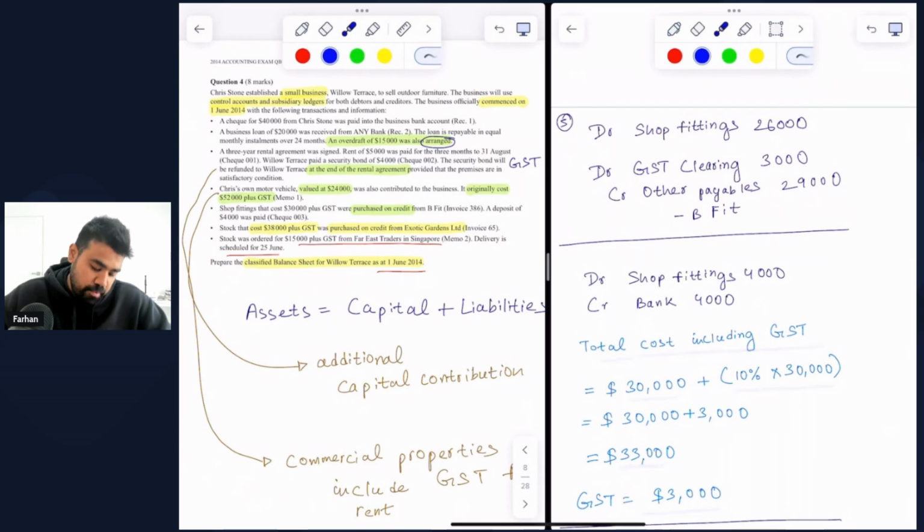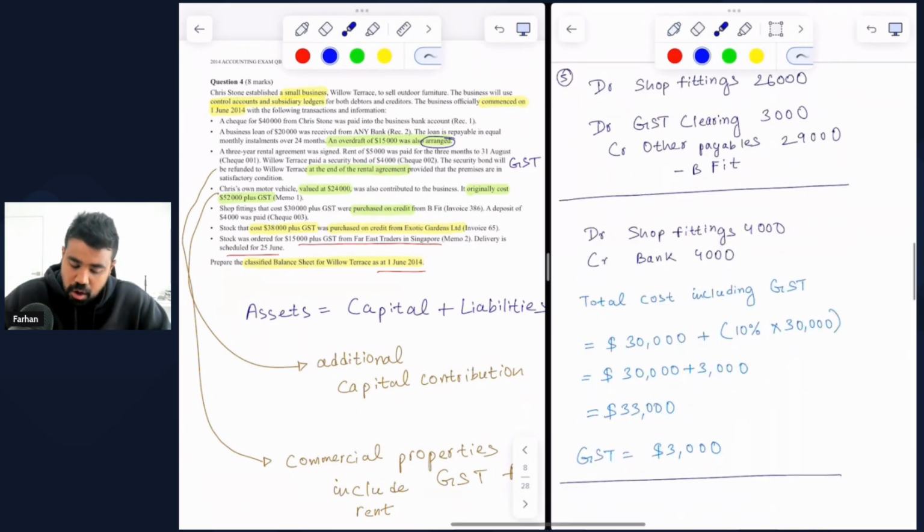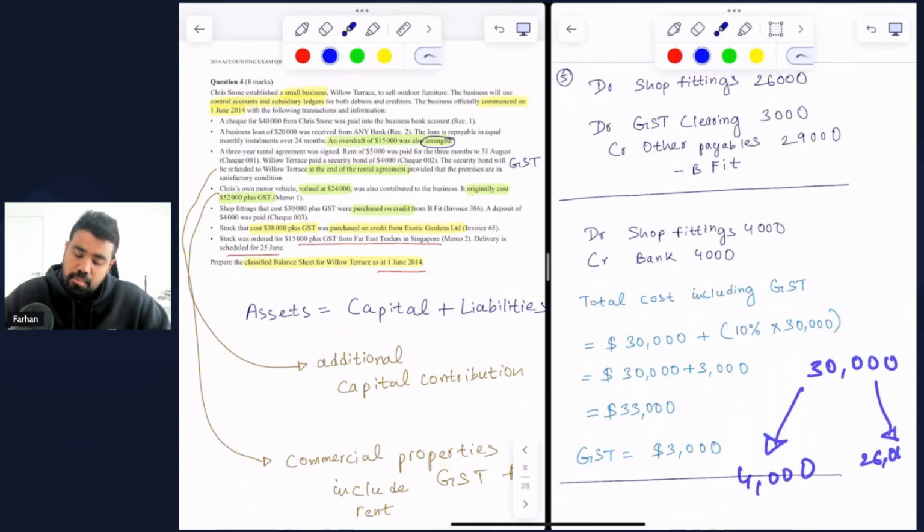Now we understand that the second sentence says that a deposit of $4,000 was paid. All right. So what's happening is that the total cost, I'm talking about the cost excluding GST, all right? So the total cost of the shop fittings is $30,000. $4,000 was paid today, and $26,000 was purchased on credit, which will be paid off at some point in time in the future.